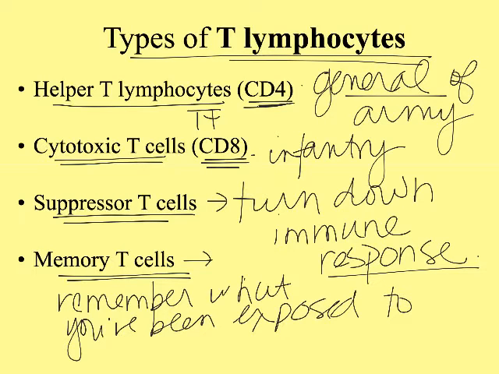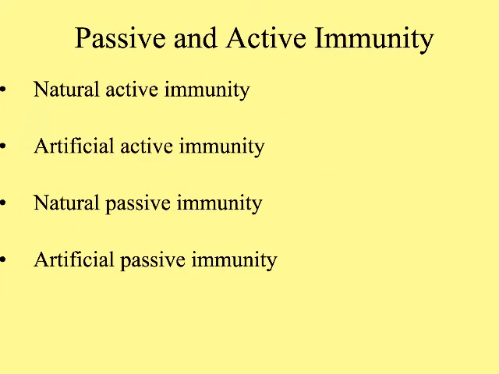Okay, so if you've been exposed to chickenpox, you create memory T cells to the chickenpox, and then the next time you're exposed to chickenpox, you will create an immune response to it faster because you have memory. Memory cells keep track of what you've already seen so that you can respond to it faster.